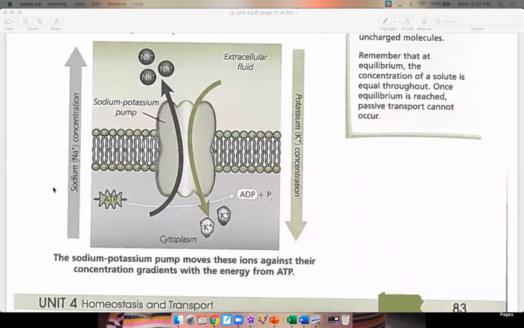So in this picture, you can see a sodium-potassium pump moves ions against their concentration gradient with the energy from ATP. These sodium ions want to be in the cell, so you're going to use energy from ATP to make this protein force them out. They want to come in, use your energy to force them out. That's active transport. The potassium ions want to be out. You're going to use your energy to force them in. That's active transport.